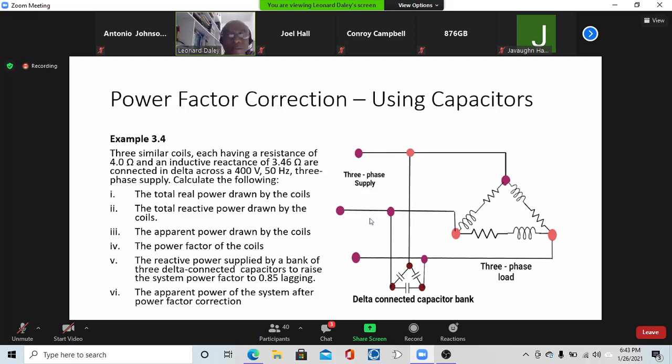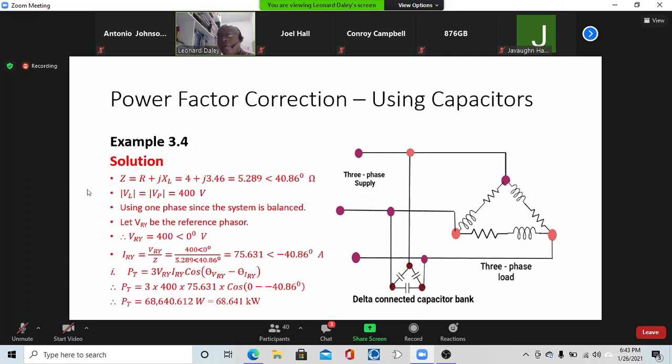All right, let's get going. Everybody understand the question? We have a 3-phase load. Apparently the power factor is not what we would want it to be, and we want to raise the power factor up to 0.85 lagging. They ask us to do certain things, including finding the power factor of the existing system.